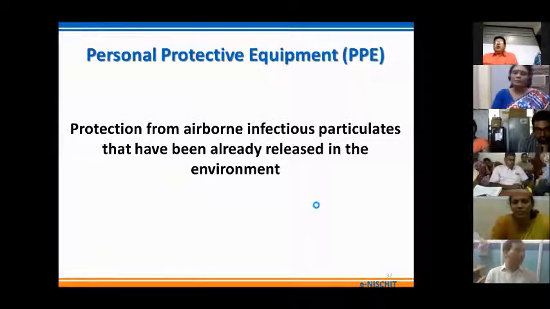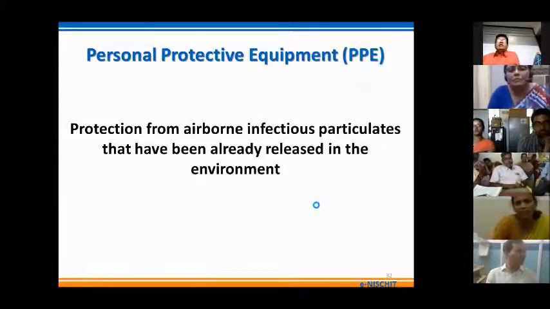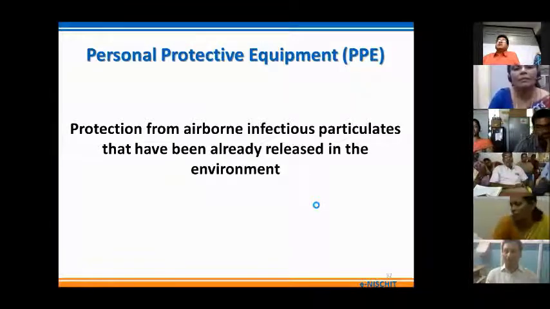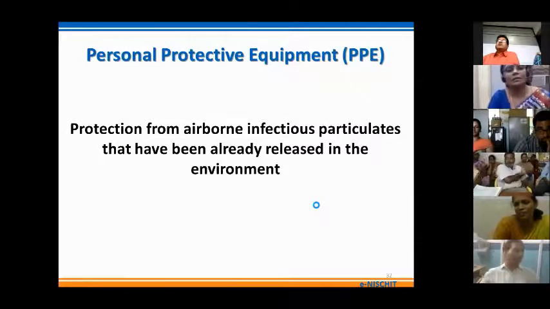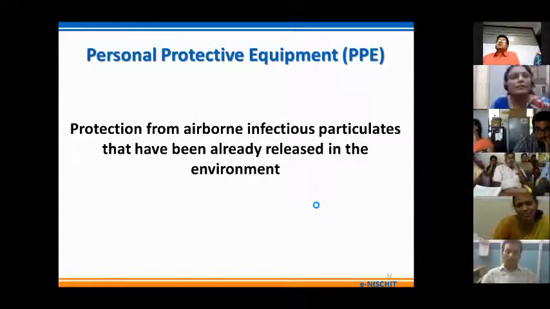So whatever infectious particles are there around, we need to protect from airborne infectious particulates that have been already released in the environment. We need to really protect the healthcare workers. The health workers or the service needs to be protected. How do we do? So for this, next slide, please.